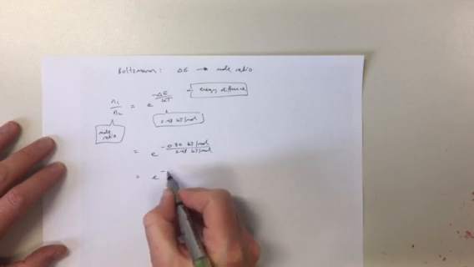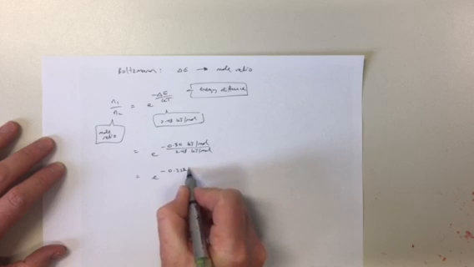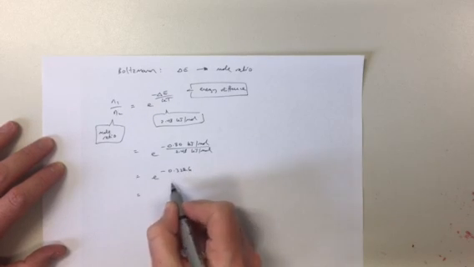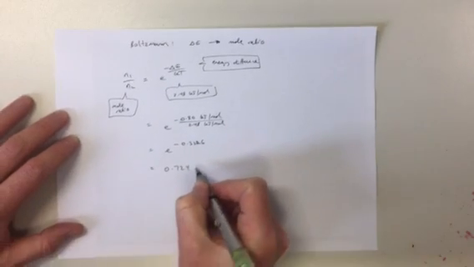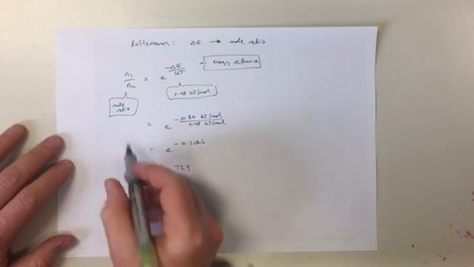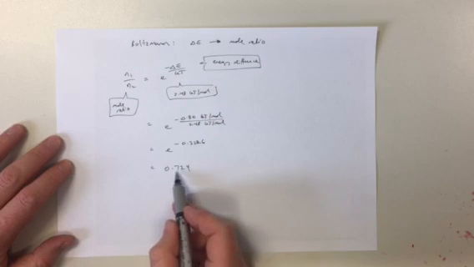That works out to be e to the negative 0.3226, which you put into your calculator, and it comes out to be 0.724. So what that means is the mole ratio of N1 to N2 is equal to 0.724.